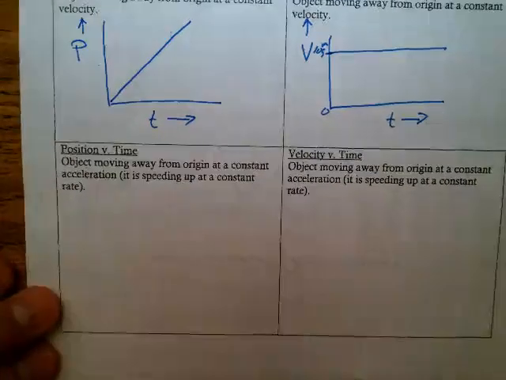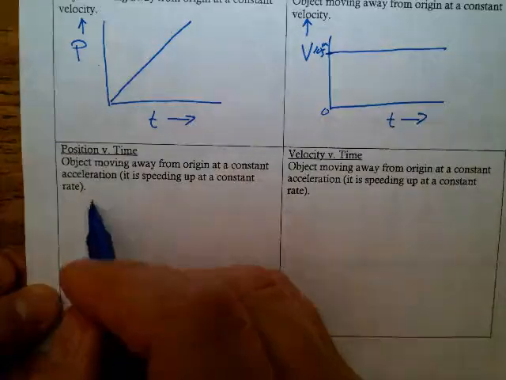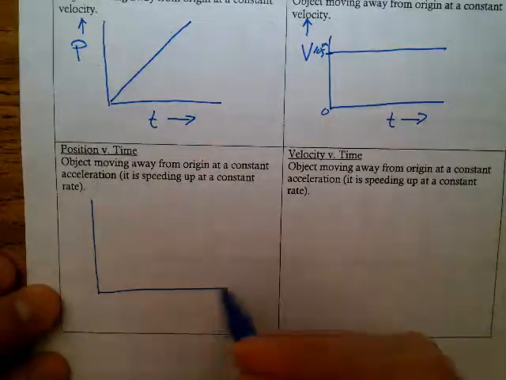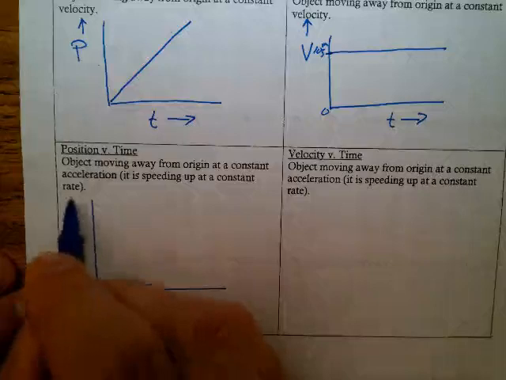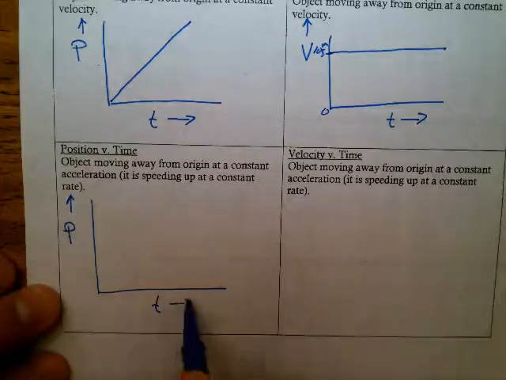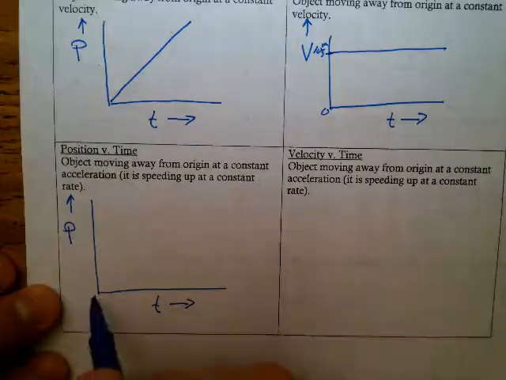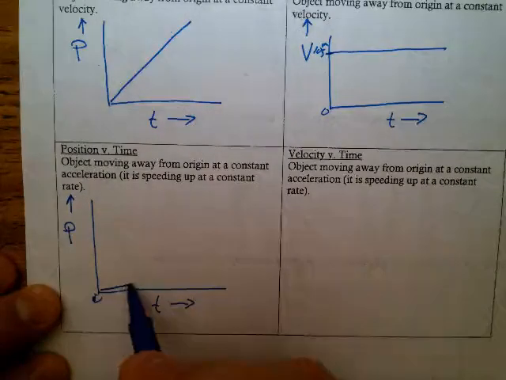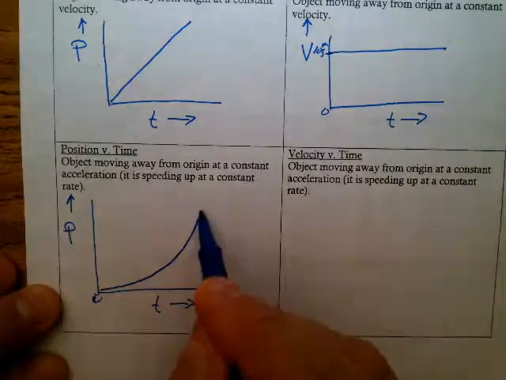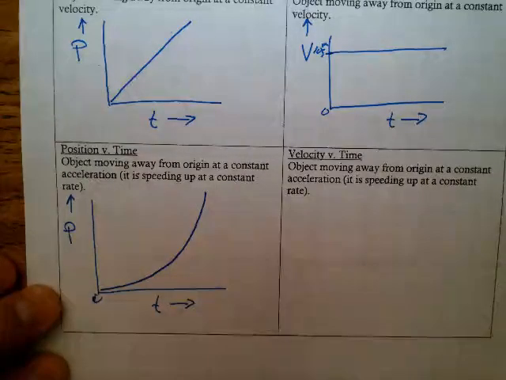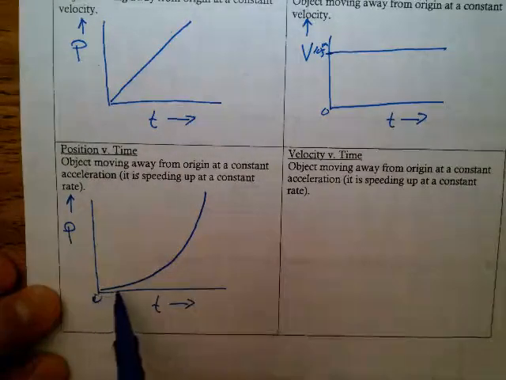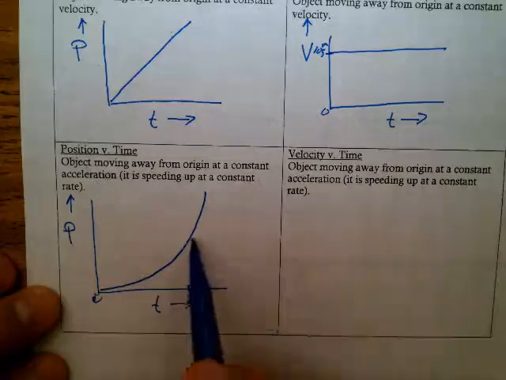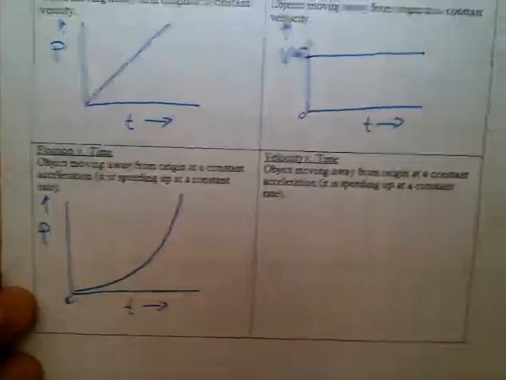Let's go down to the position versus time. So this next one is an object moving away from origin at a constant acceleration. That means it's speeding up at a constant rate. So that's kind of like our wheel on ramp lab. So this is a position time graph. And I'll put time down here. So it's 0, 0 here. So it's going to start out, and as time goes on, it's going to go faster and faster. So the slope of that line is going to get steeper and steeper. So it starts out slow, and if we did the slope at these different points, it just gets faster and faster as we go, steeper and steeper.